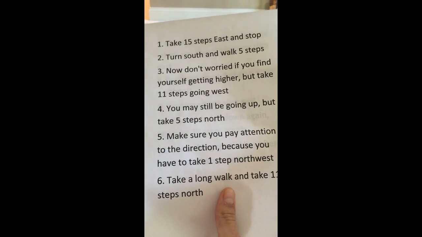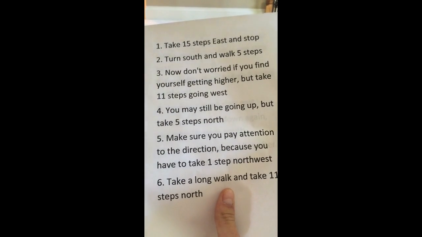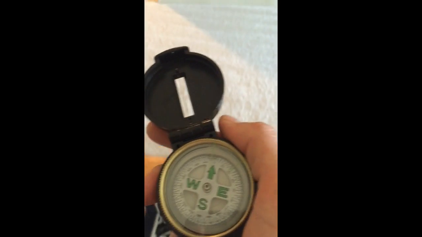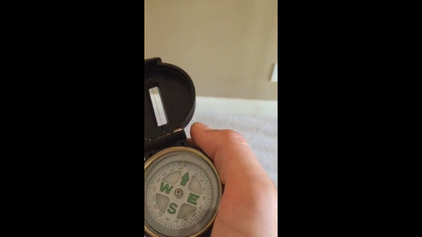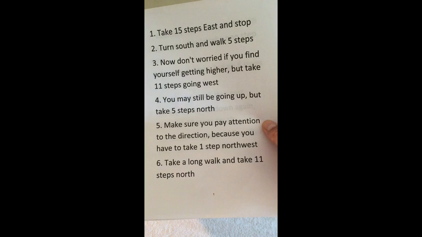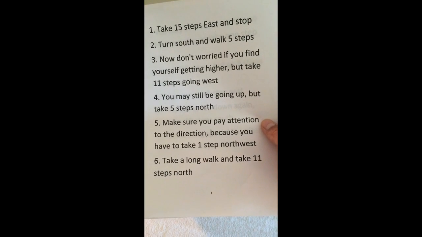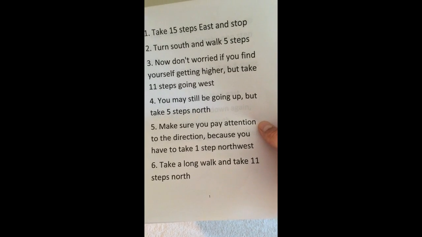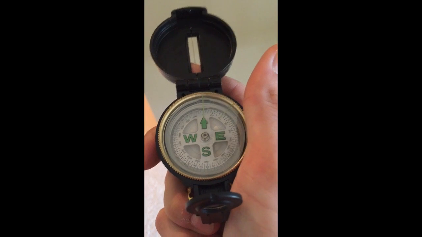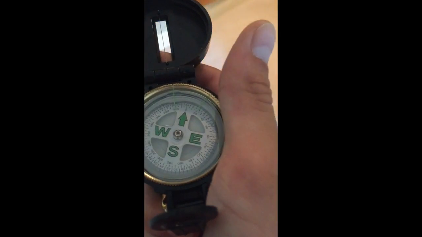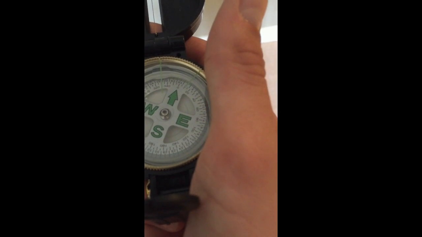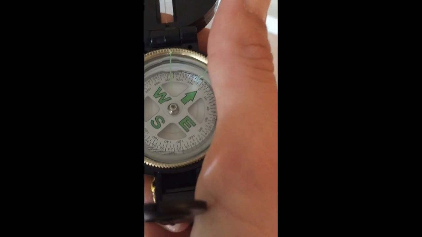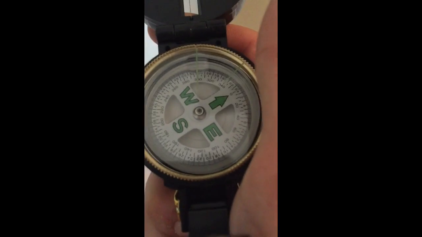Step 4. You may still be going up, but take 5 steps north. Number 5. We have to make sure we pay attention to the direction because we're taking 1 step northwest. So north is that way, and west is this way. Looks like I have to go right here.